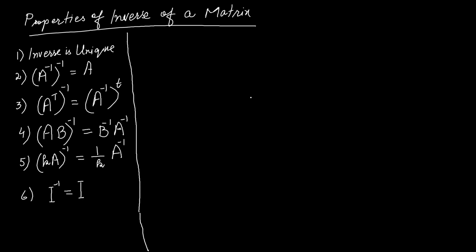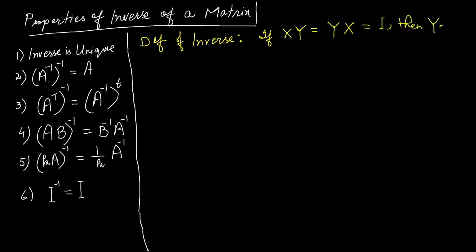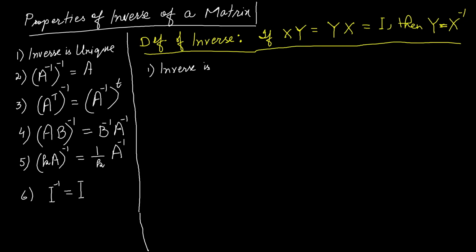We will discuss proof of each of these properties. Let us first recall the definition of the inverse of a matrix X. Y is the inverse of X if XY is equal to YX is equal to the identity matrix. First property, inverse is unique. Suppose B and C are two inverses of a non-singular matrix A.